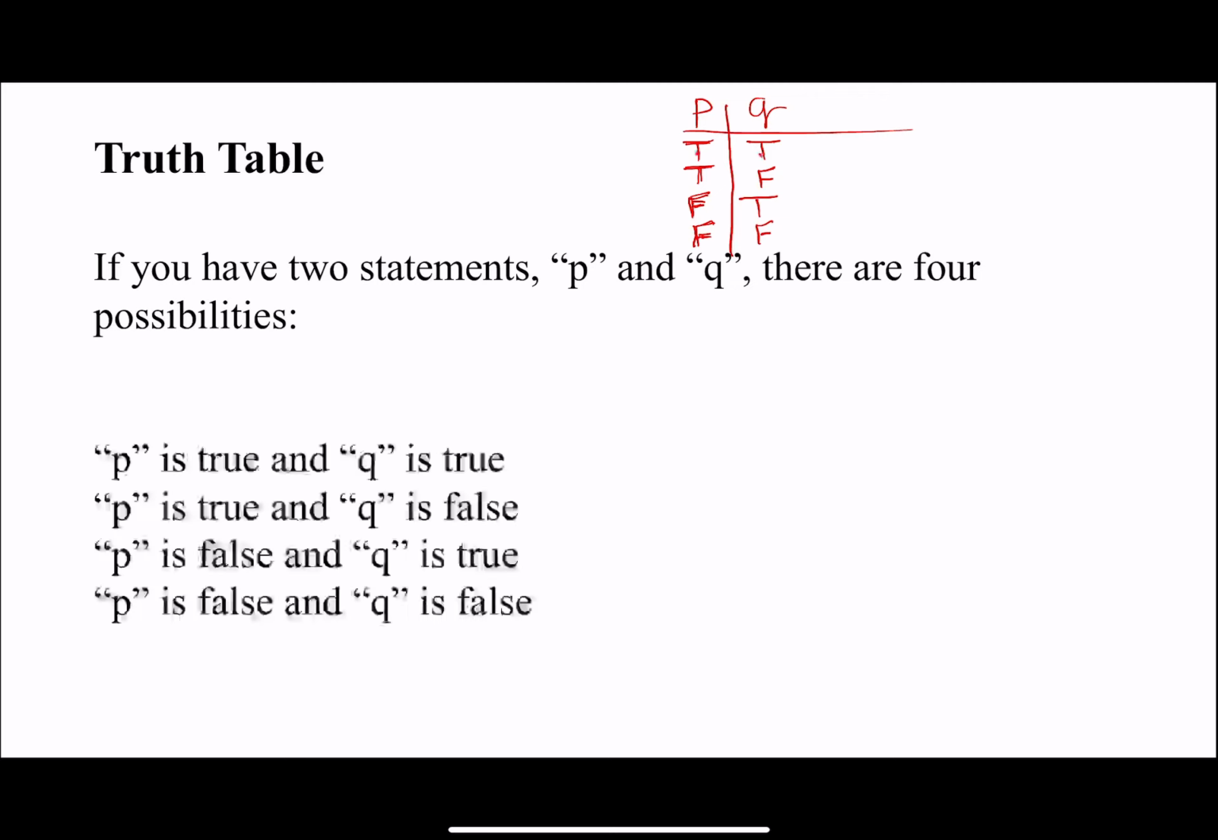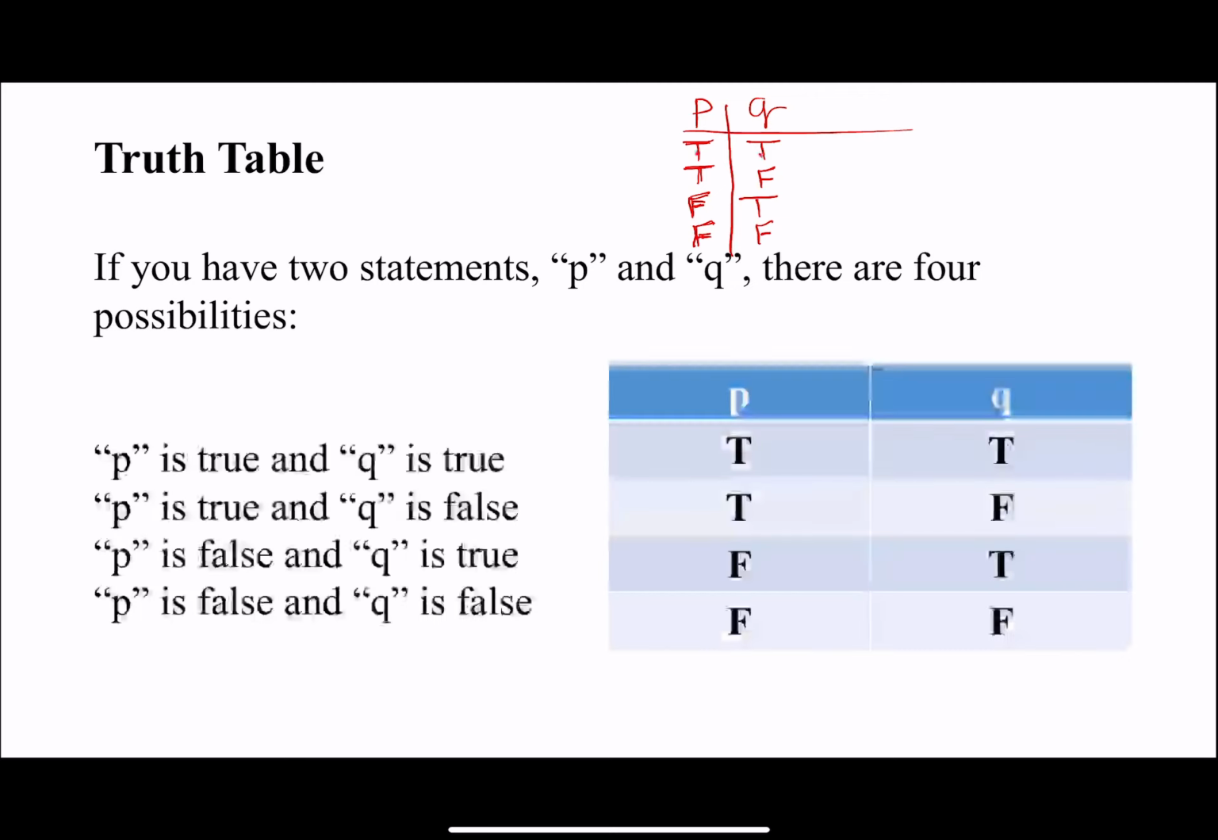Here we go. So we have four possibilities. For half of them, P is true. For half of them, P is false. When P is true, you have two options for Q. It's either true or false. When P is false, you have two options for Q. It's either true or false. So we have four possibilities: true, true, then true, false, then false, true, and then false, false, right? Four possibilities.